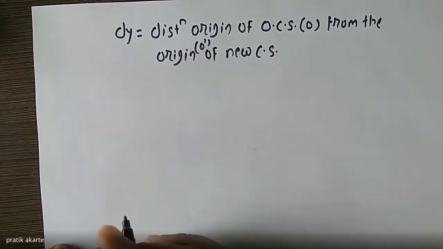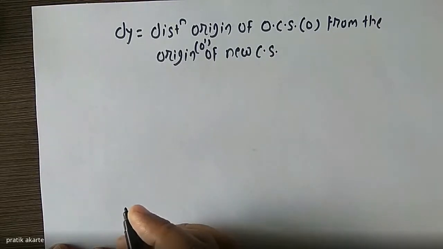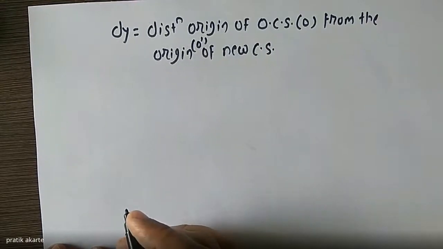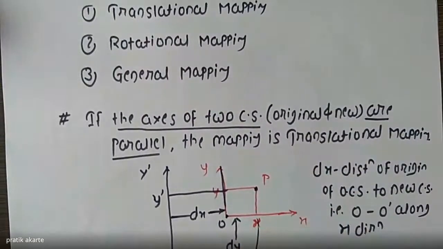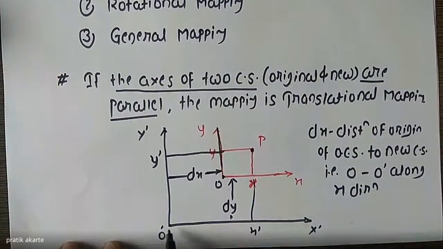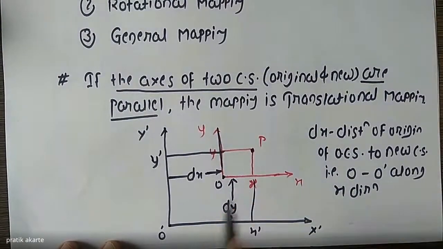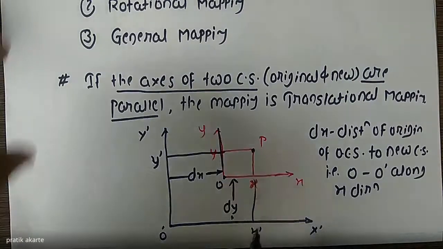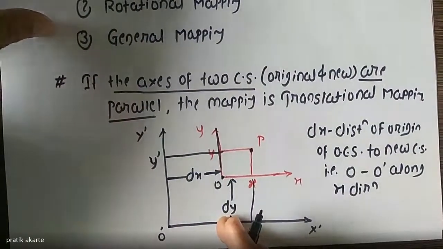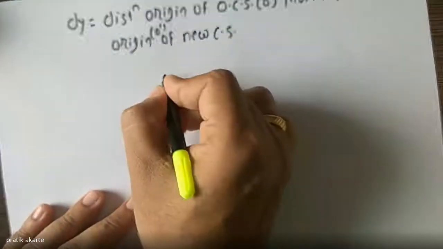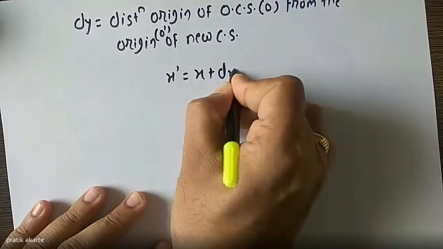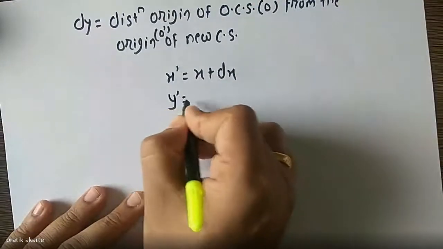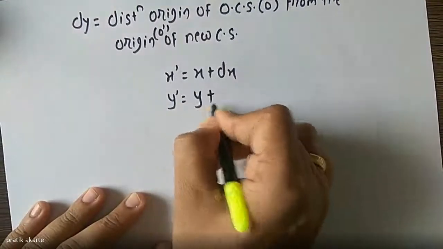Now, what are the coordinates of point P? Okay, what are the coordinates for point P in the new coordinate system? Like, if the software reads the data, it will read with respect to this coordinate system. So what data will the software read? So the new coordinates of the point P, that is x dash and y dash, will be x dash equal to x plus dx and y dash is equal to y plus dy.